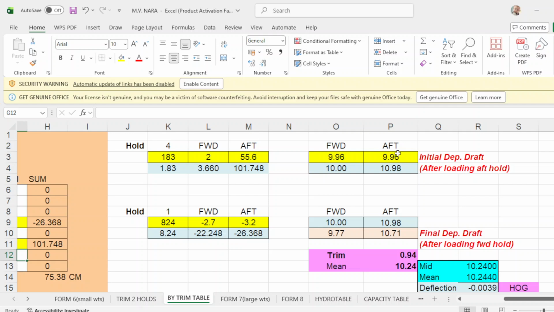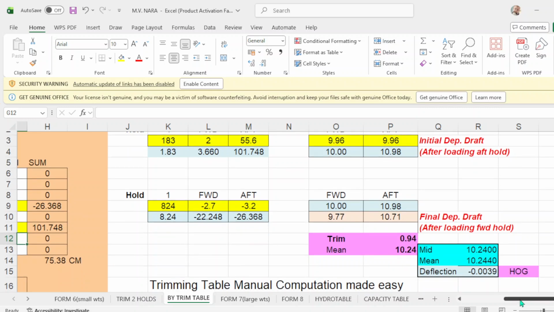First you have, this is your initial drop of even keel 9.96, 9.96. After loading 183, this will be your drop: forward 10 meters, aft will be 10.98. Carry this down, then you will have to load number 1 of 824. After completing loading this figure, your forward drop will be 9.77 and aft drop will be 10.71. Your trim is 0.94 and your mean drop is 10.24. Okay, and then you have a zero deflection.